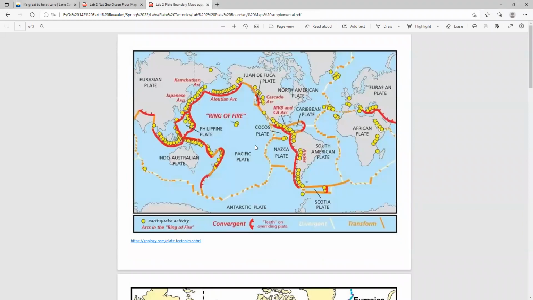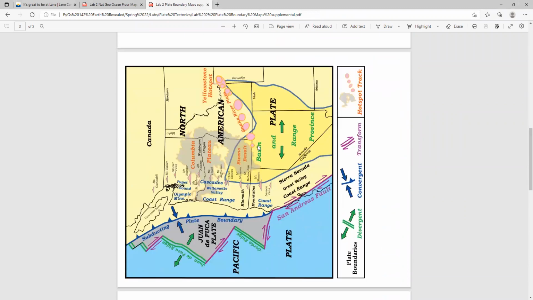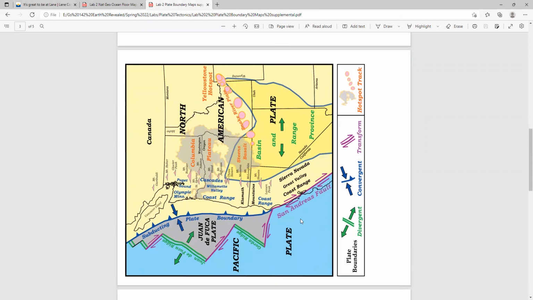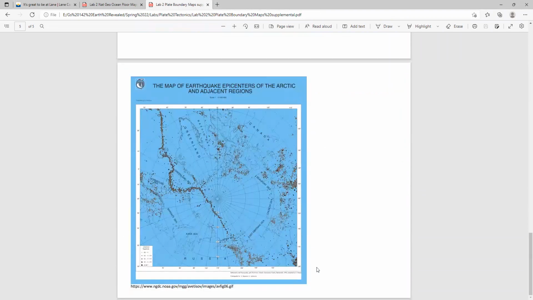Here's one of the plate boundary maps. Here's the second plate boundary map. There's the one of the West Coast here in North America. There's the Caribbean, which is a lot more confusing and detailed than it shows on most ocean floor maps. And then here is the Arctic, and you can see Greenland and Canada over here and Asia on the lower part of that map. Okay, so let's go back here.